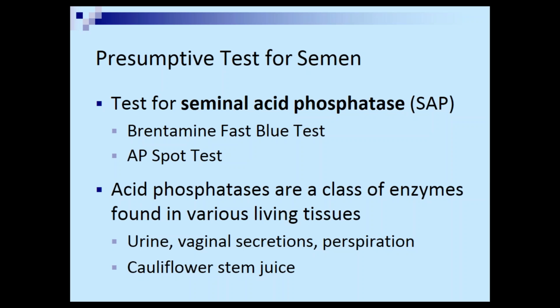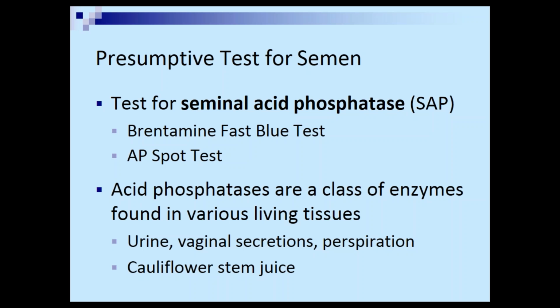Now, the test will react with other acid phosphatases, so it's important to understand what type of materials other acid phosphatases are going to be in. Urine, vaginal secretions, perspiration, cauliflower stem juice. One of those 4, and go ahead and take a guess at home or in the chat box, is going to be very important for forensic scientists to understand as a false positive because it's going to be mixed with semen in a lot of samples.